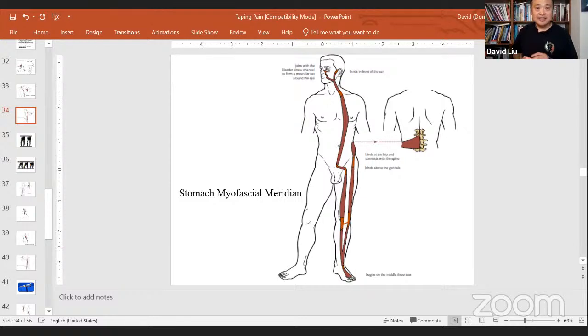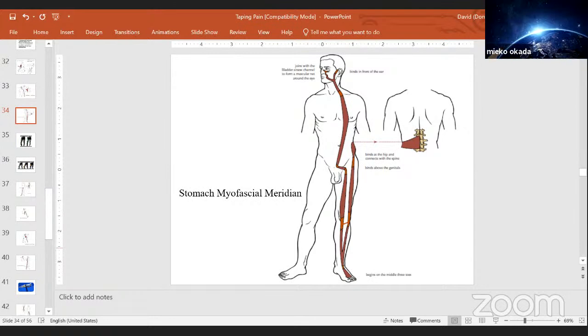Is there a text in English about this technique? Hello, James, I don't understand your question. Is there an English textbook? I do have a textbook in Chinese called Acupuncture Meridian Taping. I only have a handout, like this, a teaching handout. They're not in a textbook yet. It's a really simple procedure.